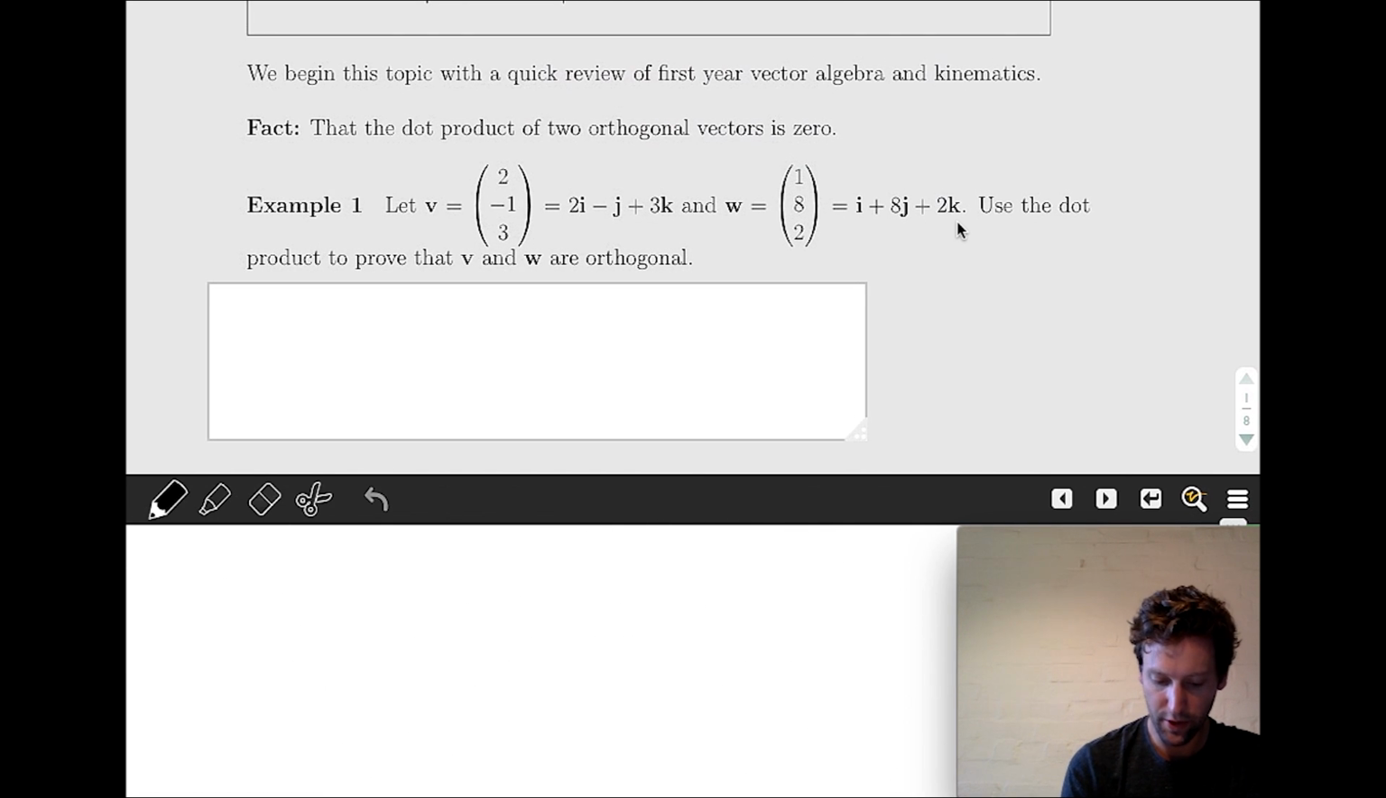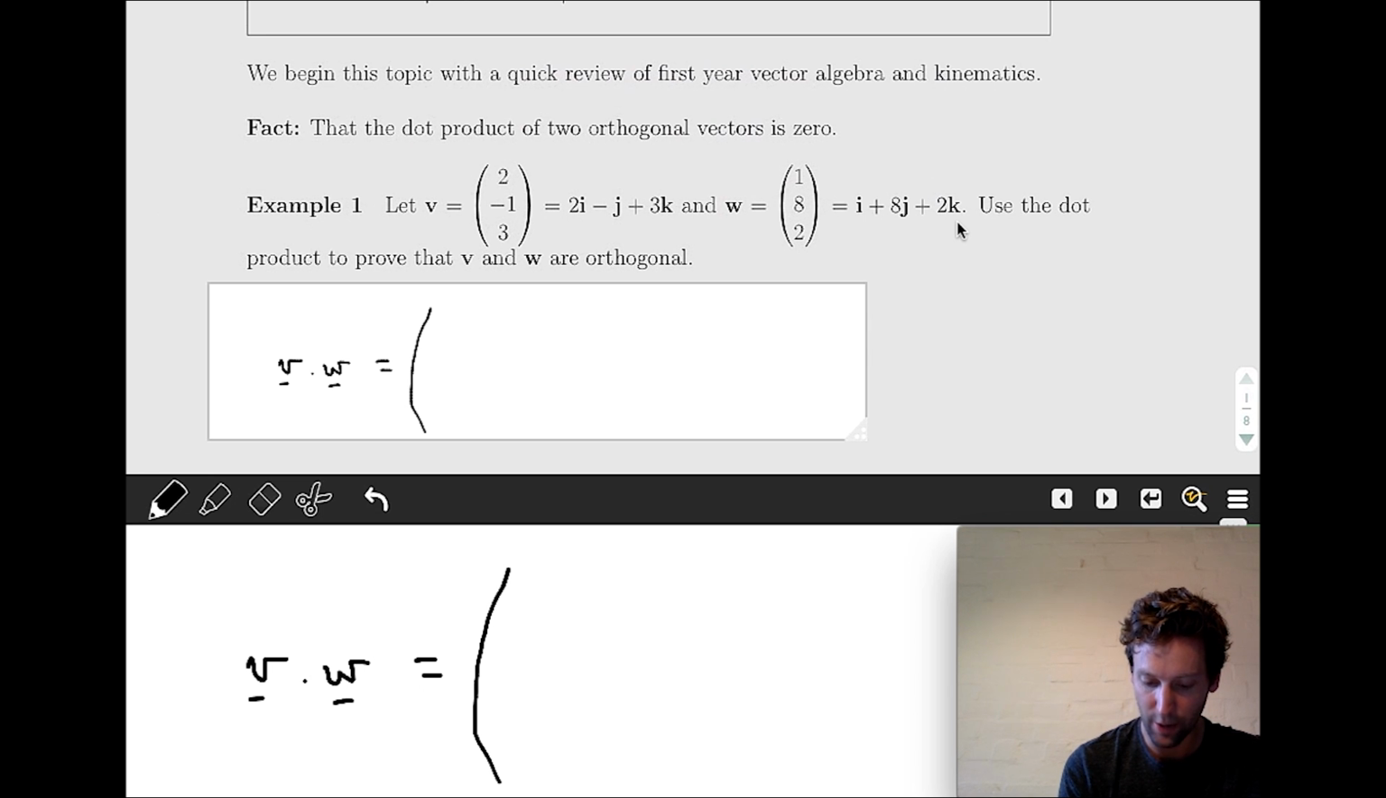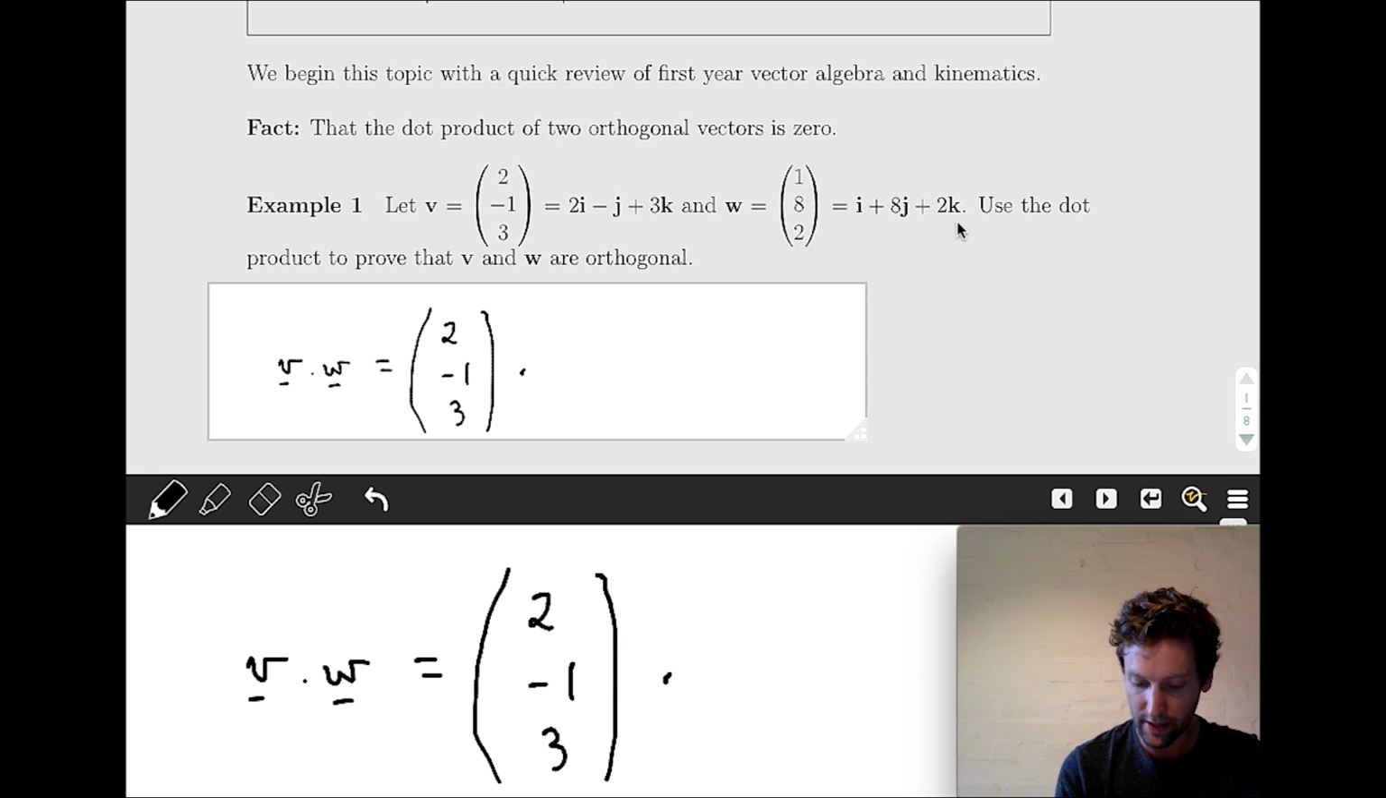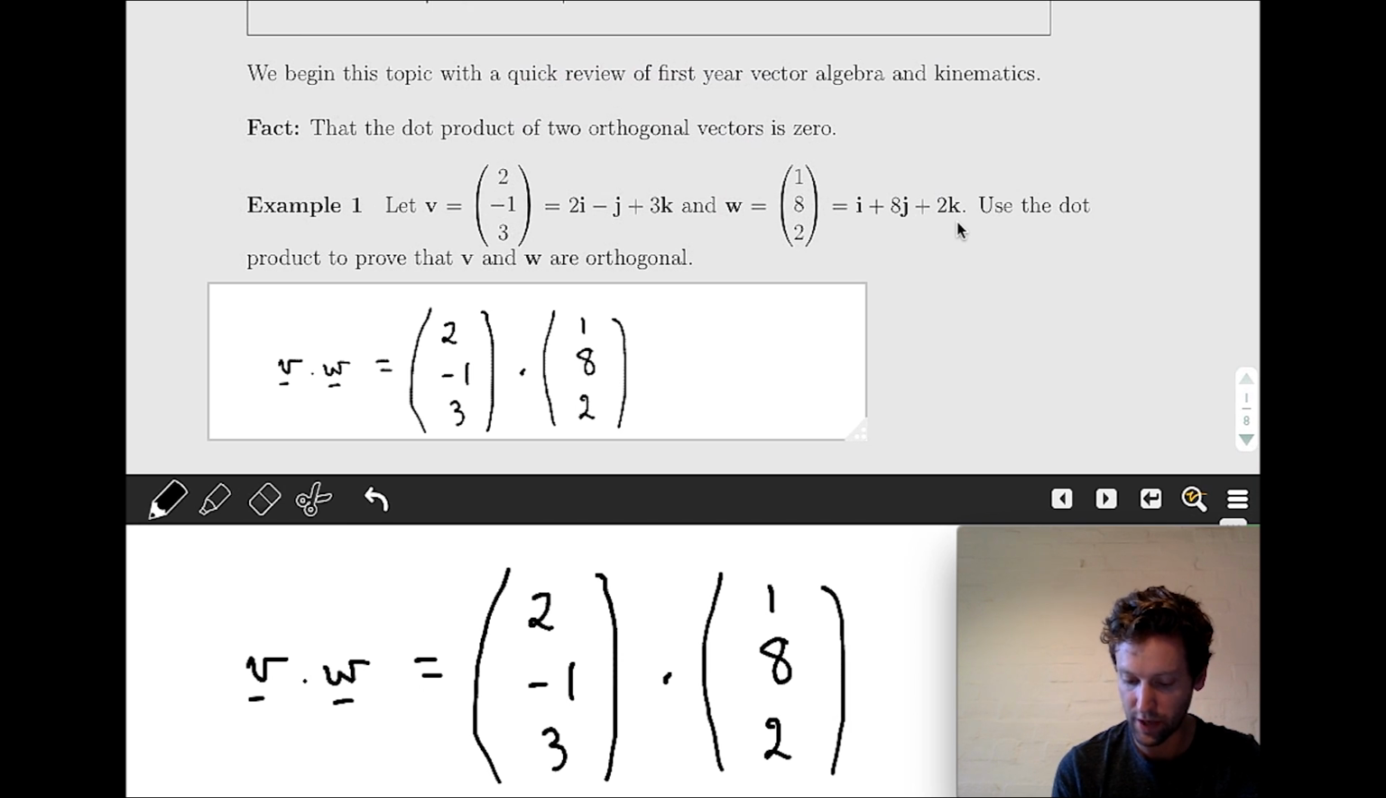So the dot product is just multiplying together the corresponding components of the two vectors and adding up what we get. So I'm going to use the column notation here because it's particularly easy to calculate dot products in the column notation. Writing my vectors as columns, you see I just multiply together the corresponding elements of each matrix.